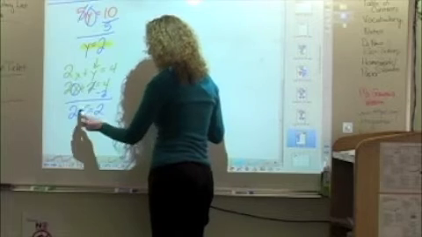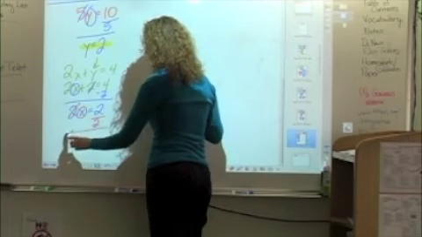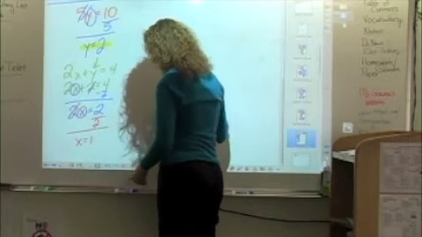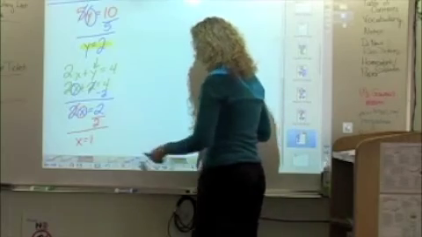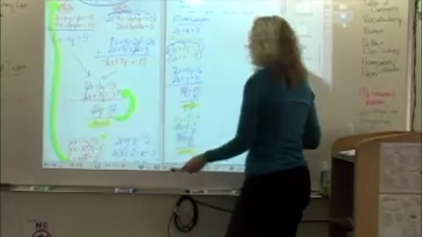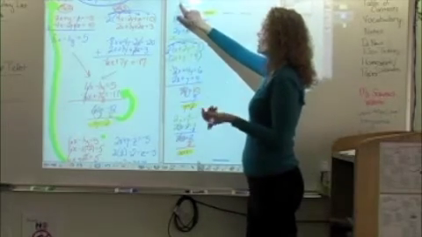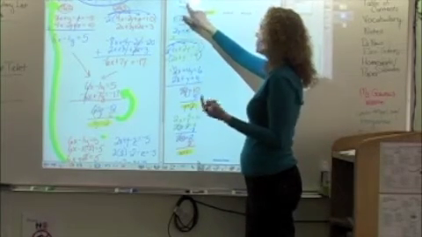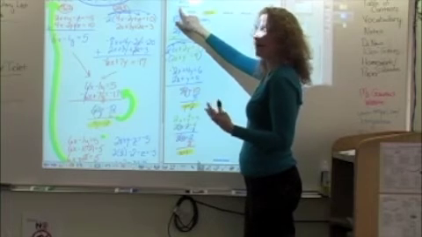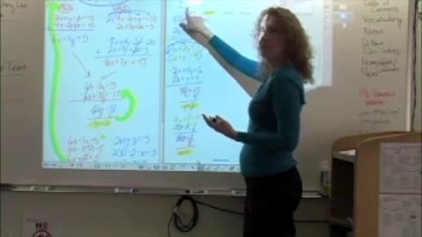And then dividing by 2, I get that x equals 1. So my coordinate should be (1, 2). So the answer for this one would be B. And I can check. 2 times 2 is 4. 1 plus 3 is 4. 2 times 1 is 2, plus 2 is 4.